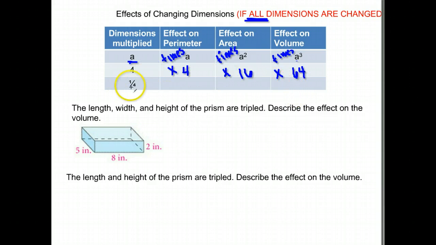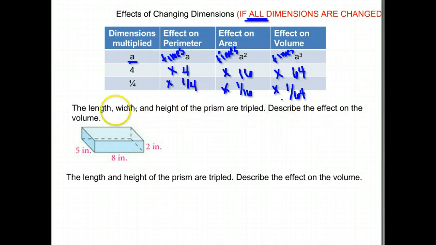Even if it's a fractional change, 1/4, what would happen to the perimeter if you took all the dimensions in the figure times a fourth? Well, the perimeter would be times a fourth. The area, on the other hand, since it's two dimensions, is changed by a fourth and a fourth again. 1/4 times 1/4 is 1/16. And the volume is three-dimensional, so you're doing times a fourth times a fourth times a fourth, 3 times. And that is 1/64.